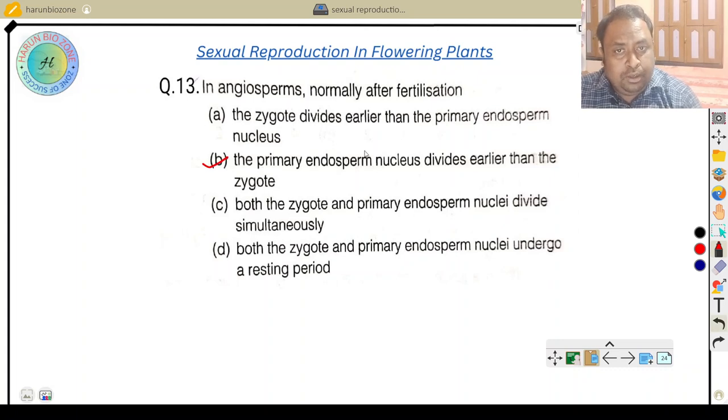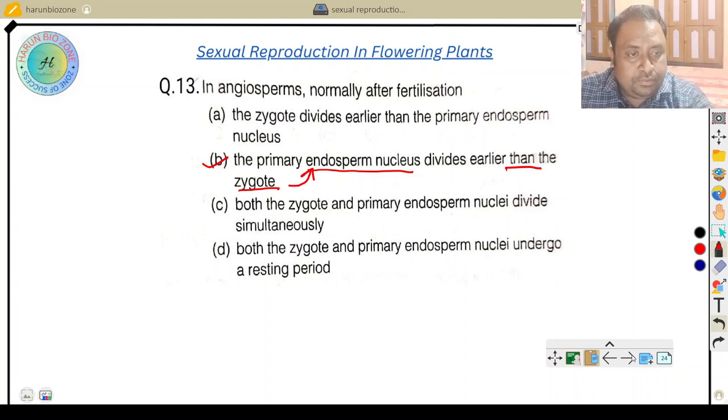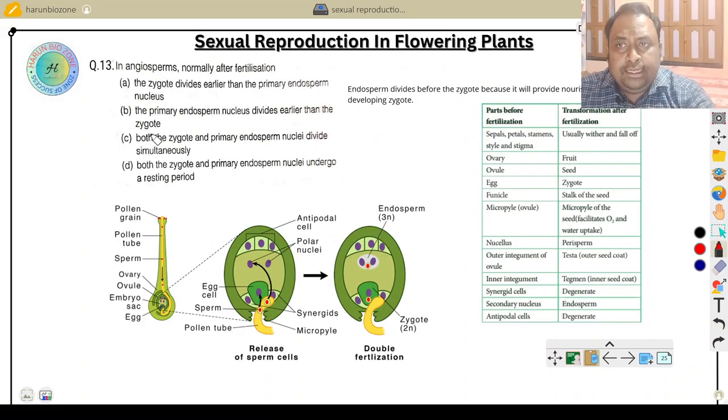So when the primary endosperm nucleus is divided, it means the food of the embryo is ready. Then the zygote is divided to produce the embryo. That embryo takes the endosperm as food and develops. Okay, right answer is B. Next question.